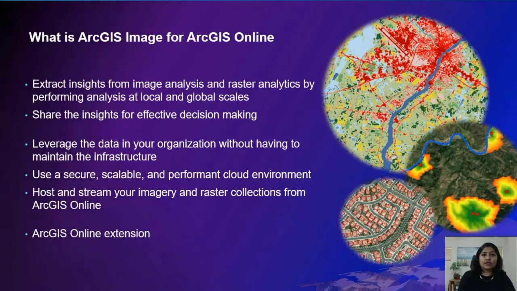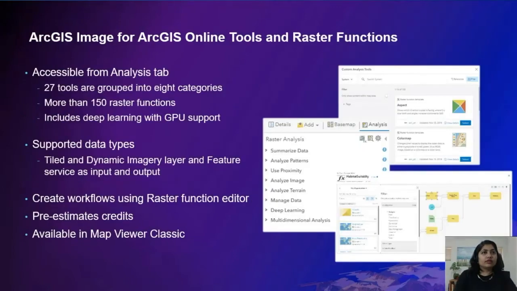As Sarah mentioned previously, ArcGIS Image is a software as a service and is available as an ArcGIS Online extension. In ArcGIS Image, 27 tools in 8 categories and more than 150 raster functions are available from the Analysis tab. Some of these tools and functions are for deep learning, enabled with GPU support. These tools and functions support tiled and dynamic imagery and feature service as input and output.